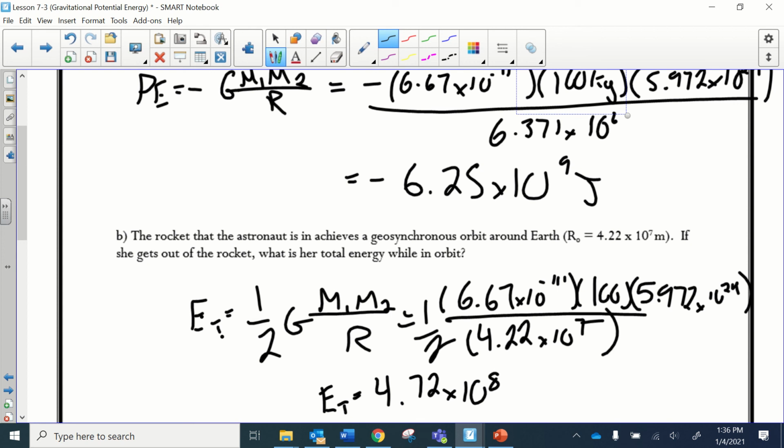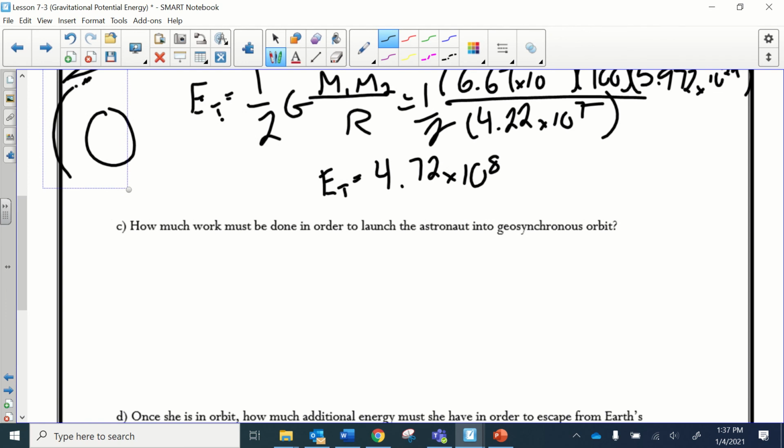Oh, if she gets, oh, because she's out of the rocket. Sorry, I thought I made a mistake. She got out of the rocket, so that's her energy while she's out of the rocket. The rocket is going like that, and she's here orbiting around. That's her total energy while she's out of the rocket. Does that make sense? If she was still in the rocket, then the energy would be a lot larger, because this mass wouldn't be 100, it would be a much larger number.